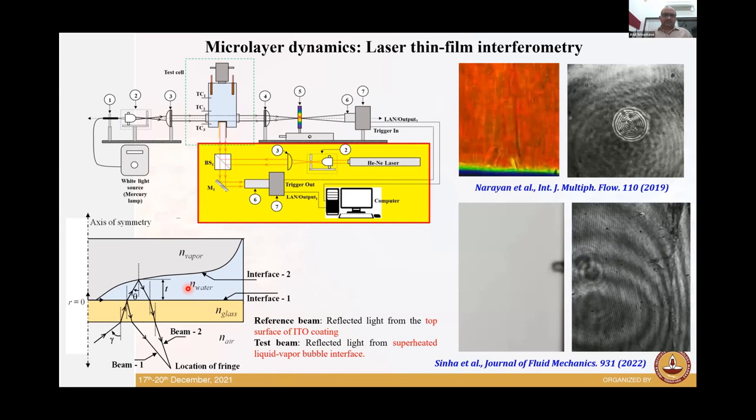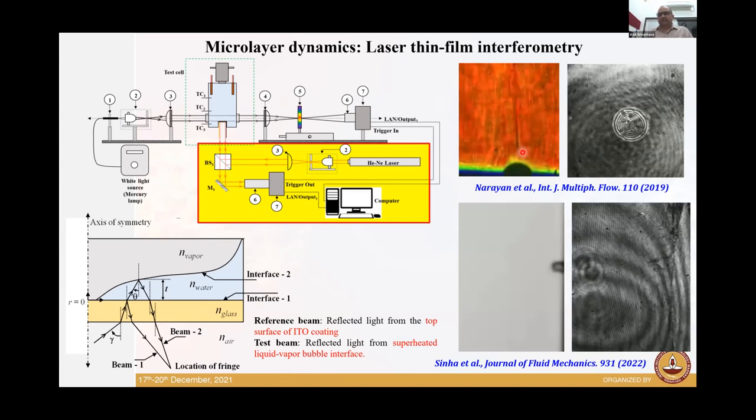And because this microlayer, when it evaporates, it actually feeds the growing vapor bubble. Subsequently, the thickness of this microlayer keeps deteriorating with time. But because you are doing it in real time, theoretically, you can achieve resolutions of a few hundreds of nanometers with this. So it's one of the commonly employed tools for making such kind of measurements.